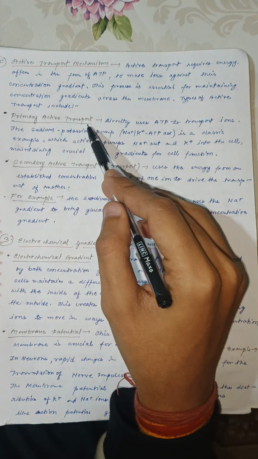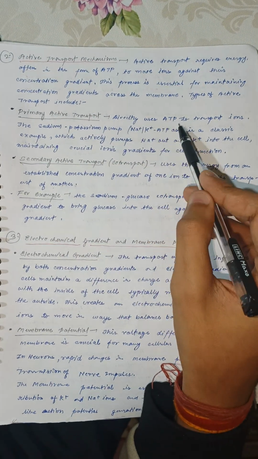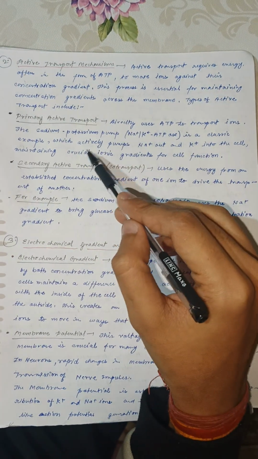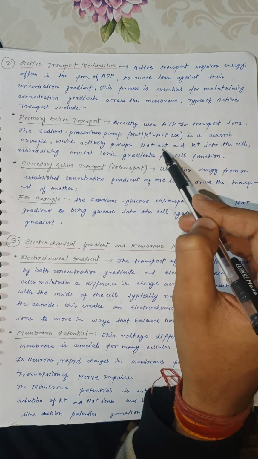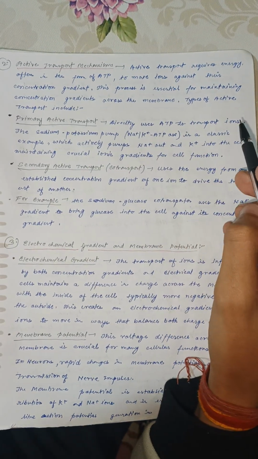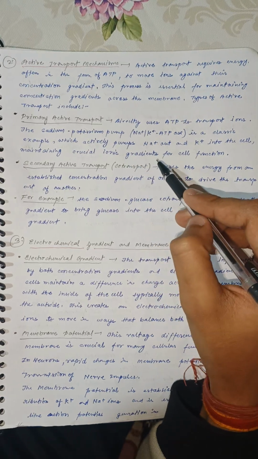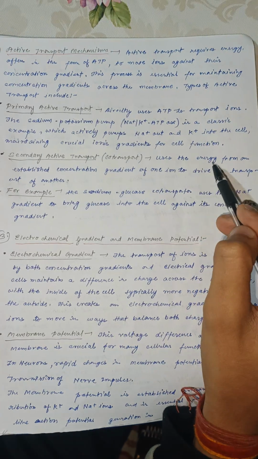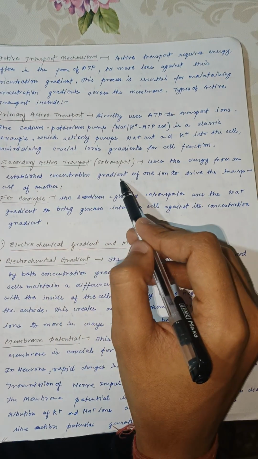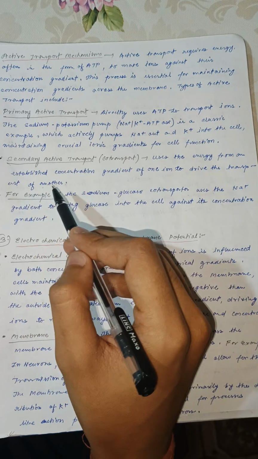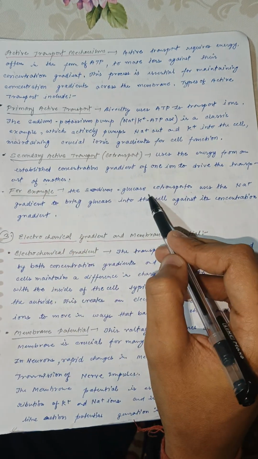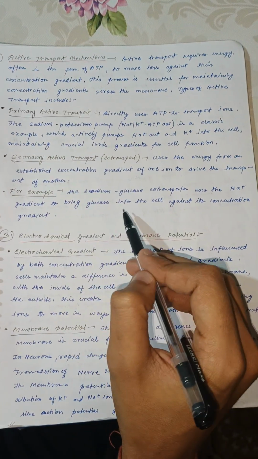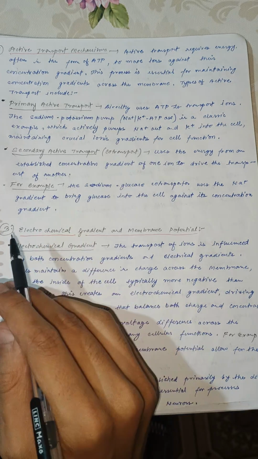So first one is primary active transport. It directly uses ATP to transport ions. The sodium potassium pump is a classic example which actively pumps sodium and potassium across the membrane, maintaining crucial ionic gradients for cell function. Second one is secondary active transport. It uses the energy from an established concentration gradient of one ion to drive the transport of another. For example, the sodium glucose co-transporter uses the sodium gradient to bring glucose into the cell against its concentration gradient.